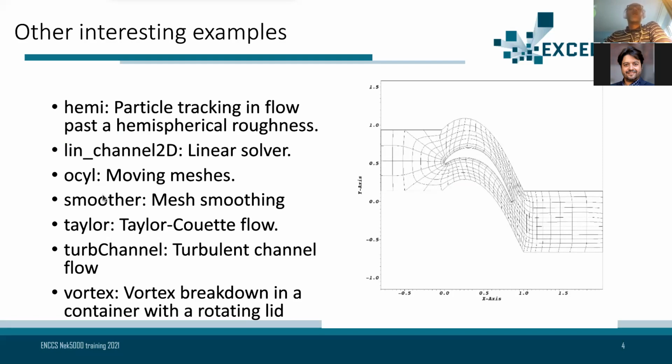If someone wants to see how the linear solver is used in Nek, then you have this linear_channel example. The moving meshes are with an oscillating cylinder example. The other interesting stuff is, for example, smoother. And actually, we will go to this example in a while. The next case is a Taylor-Couette flow. It's a very standard example, once again.